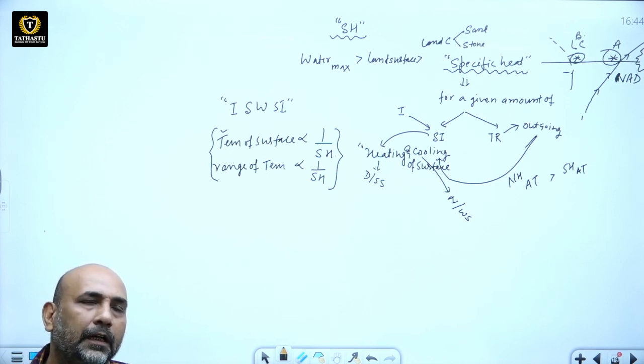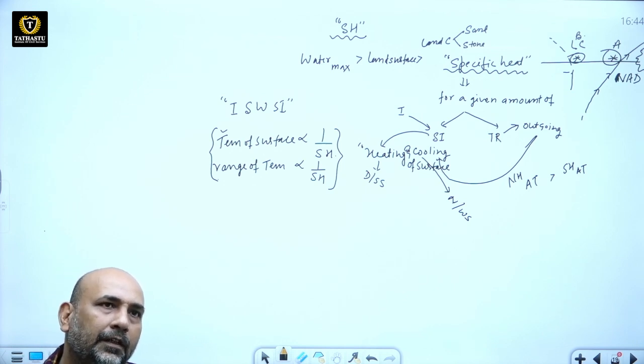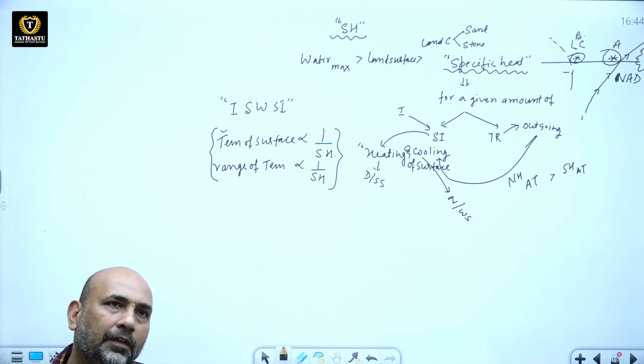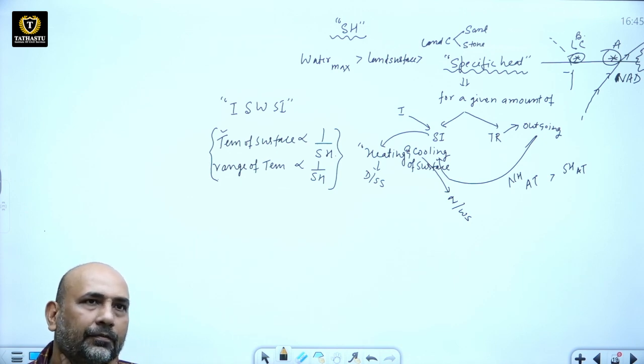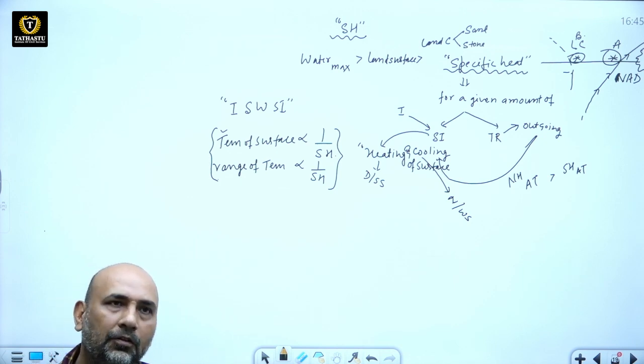All the topics related with temperature, surface and air temperature are over. We have covered heat budget and related questions. We have covered composition and structure of atmosphere and global distribution of surface and atmospheric temperature and temperature inversion with all the PYQs. None of the PYQs are left. Any question, any doubt?